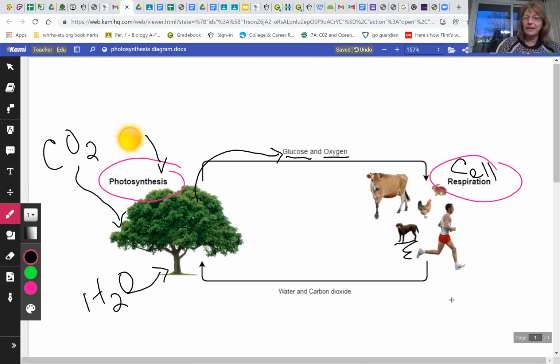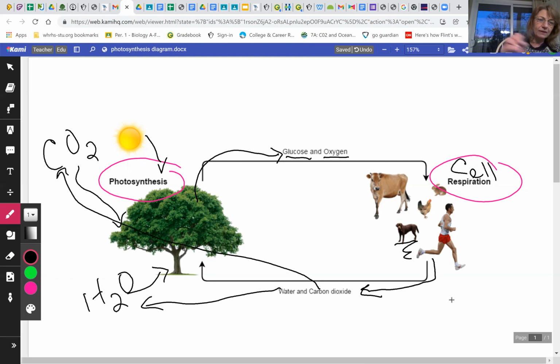And we take in glucose when we eat food. Once we take those substances in, our bodies can undergo cell respiration. And through that process, we produce water and carbon dioxide. Wow, well, look. Water and carbon dioxide. So now the tree has everything it needs all over again.